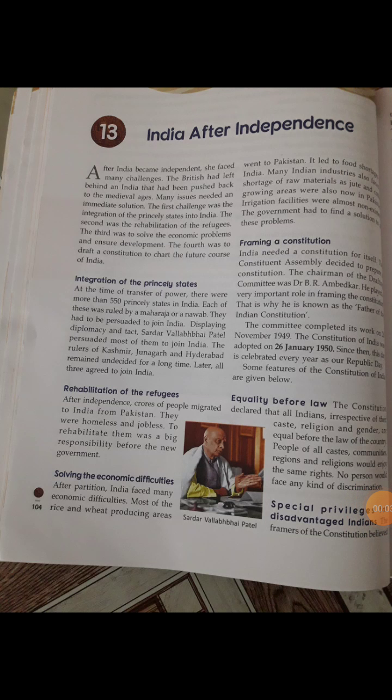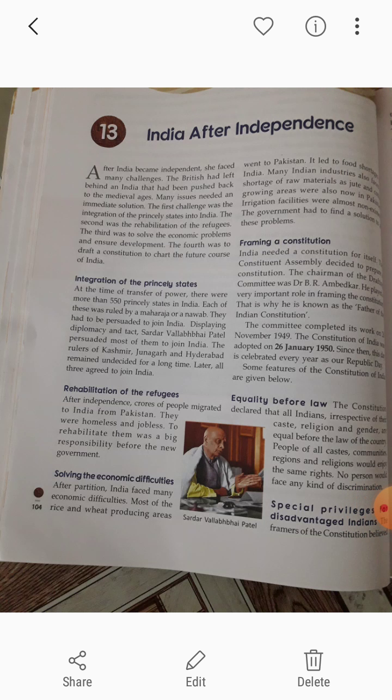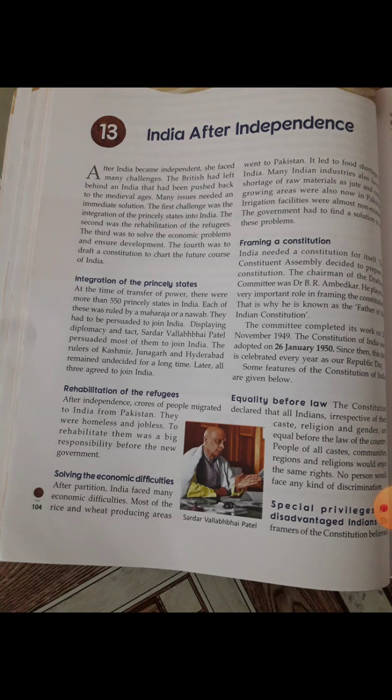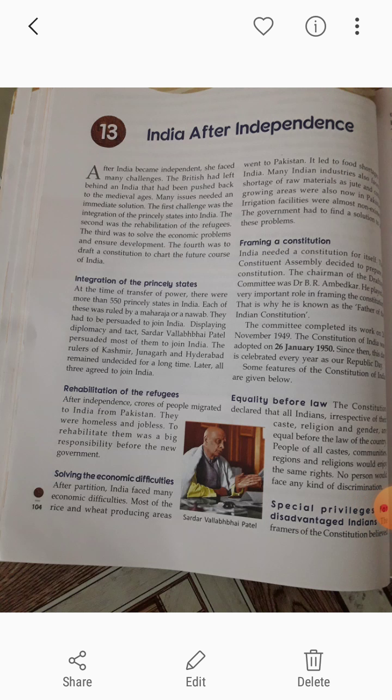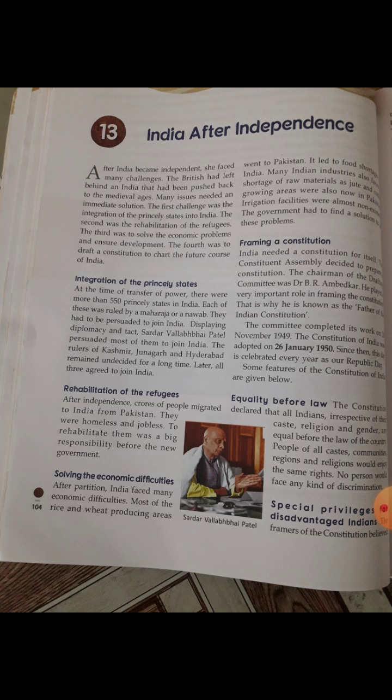Today we are going to start with the next chapter, that is Chapter 13 of History, India after Independence. Clear? We have already completed the previous chapter, Chapter 12, the second phase of the national movement. I have already given the question answers. I am going to send the question answers in the next video.